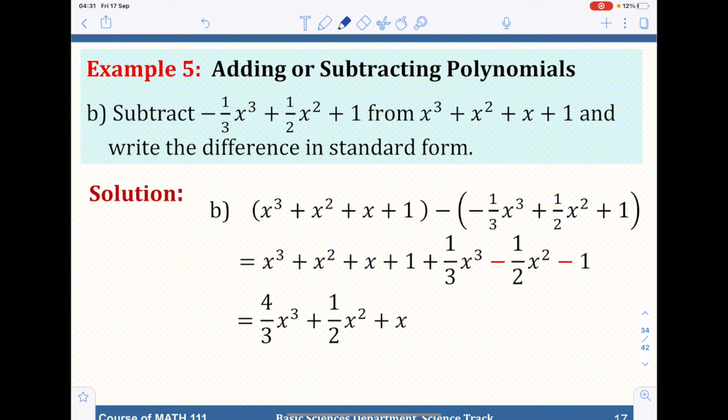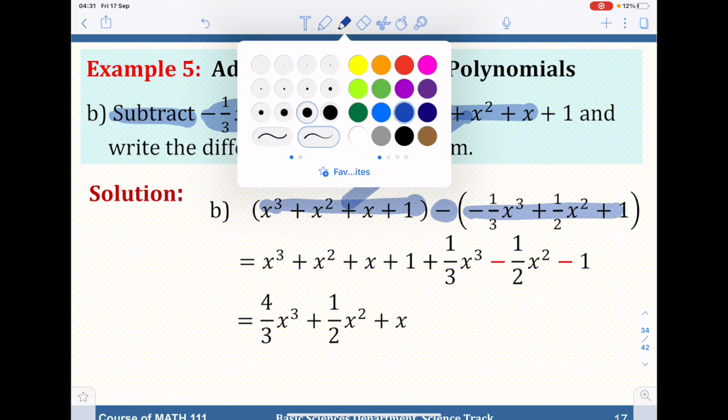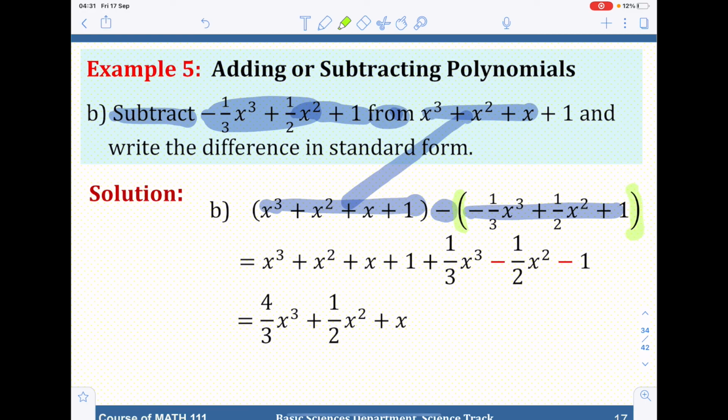Okay, this is another example. We have subtracting. The example is: subtract this polynomial from this polynomial. So we'll write this one, then we will subtract it from the first one. Okay, so same thing. First, we will try to remove the parentheses, but since here we have a negative, we have to distribute the negative to all the terms inside the parentheses.